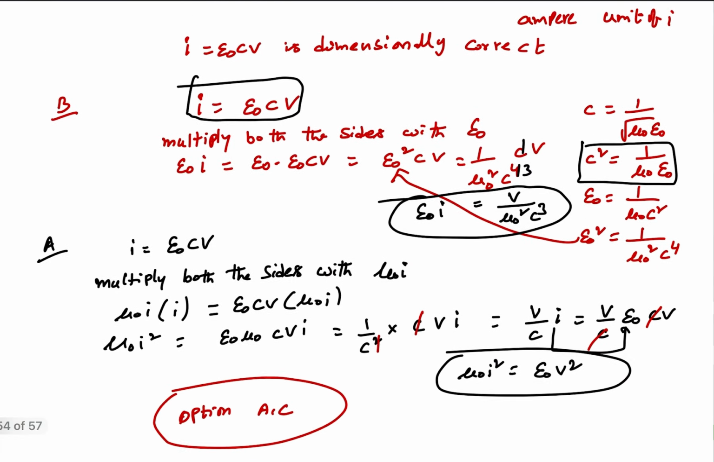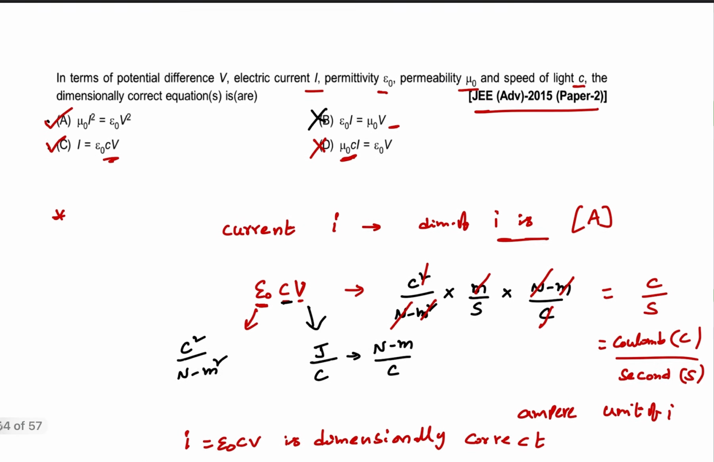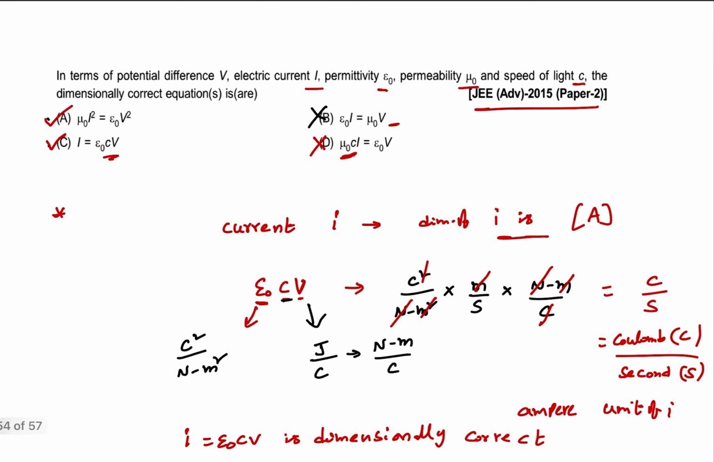In the same manner, you can multiply both the sides by mu naught into C and check that you will not get epsilon naught into V. The reason is that just now I got epsilon naught into V. If I bring the V to the left side, it will become mu naught I square by V. If you want, you can check that.